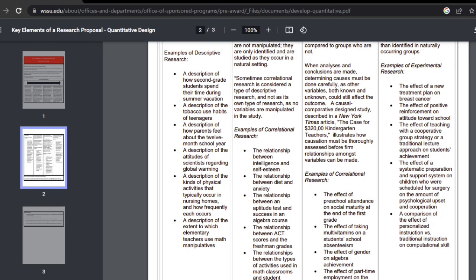What are the examples of experimental research? The effect of a new treatment plan on breast cancer, the effect of positive reinforcement on attitude towards school, the effect of teaching with the cooperative group strategy or a traditional lecture approach on students' achievement, etc.